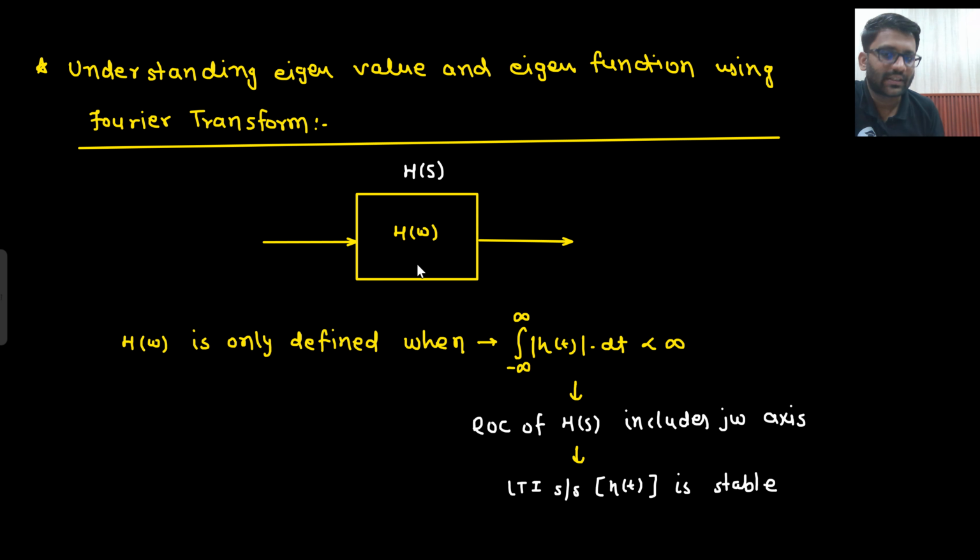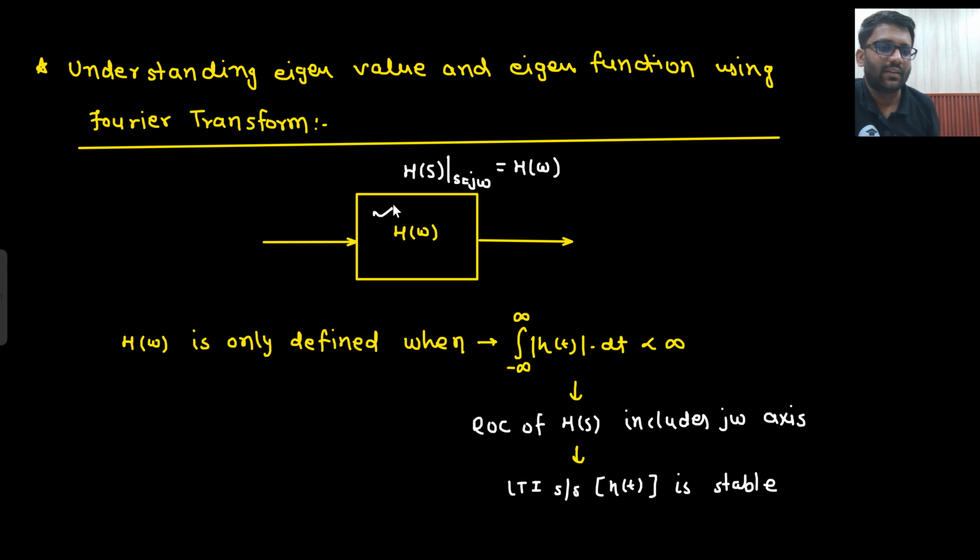So from H(s), how will you go to H(omega)? You will just put s equals j omega. So in place of s, if you put j omega, what do you get? H(omega). So two kinds of things are there. First thing is that if H(omega) is defined, then surely your h(t) is stable, your LTI system is stable. H(omega) is defined, no issue.